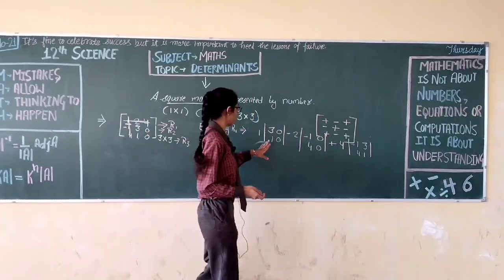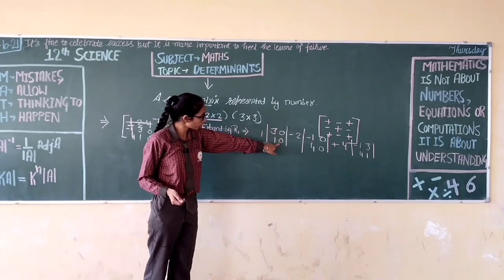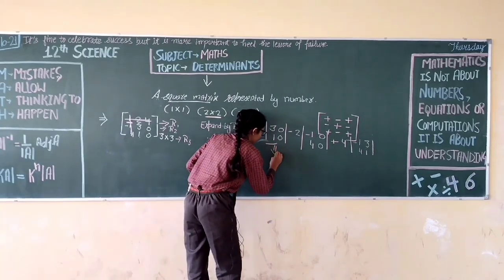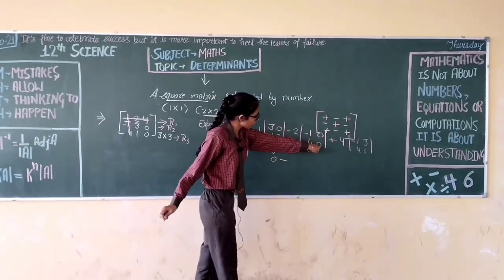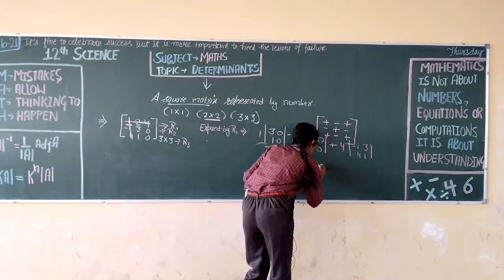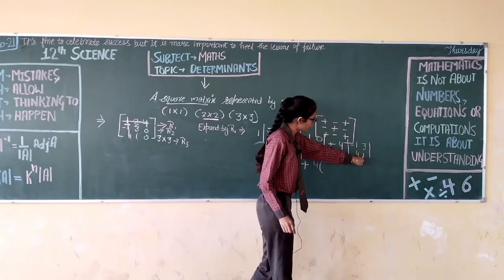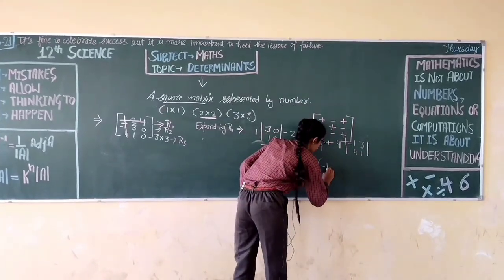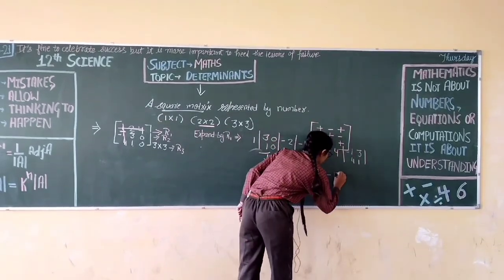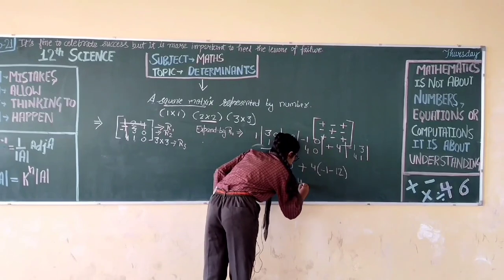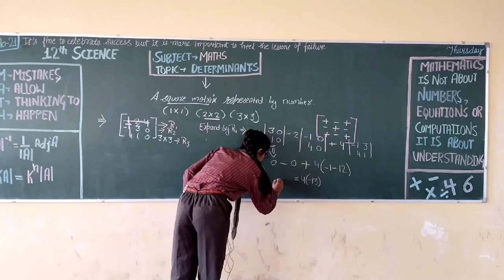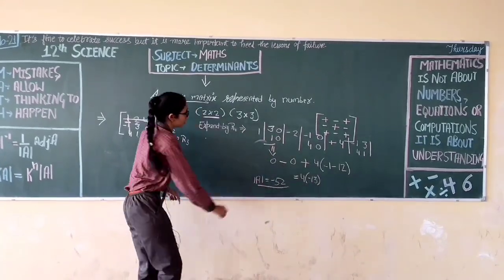As I told you earlier, to find the determinant value of order 2 by 2, it will be the product of the main diagonal minus the product of the off diagonal. Then this will be 0, minus this will also be 0, then plus 4. What will be the product of our off diagonal? It will be 1 minus 1 minus 12. Then the determinant of this matrix will be minus 52. This is our final answer.